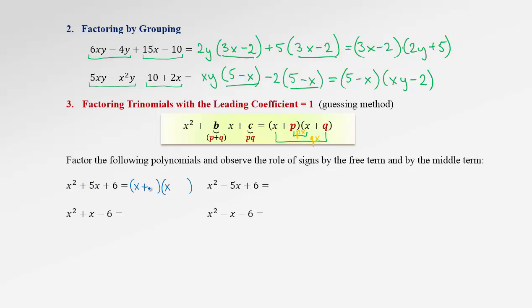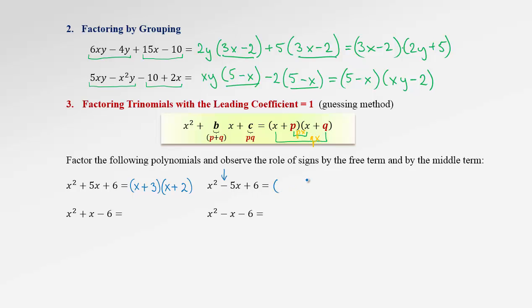Therefore, the two numbers will be both positive. Okay, now product 6, sum 5. Well, 3 and 2 should work. So we place 3 and 2. Okay, the next question is very similar except for this middle sign is negative.